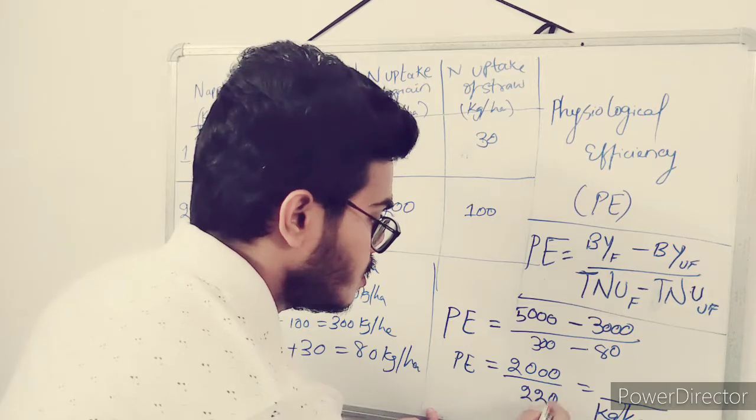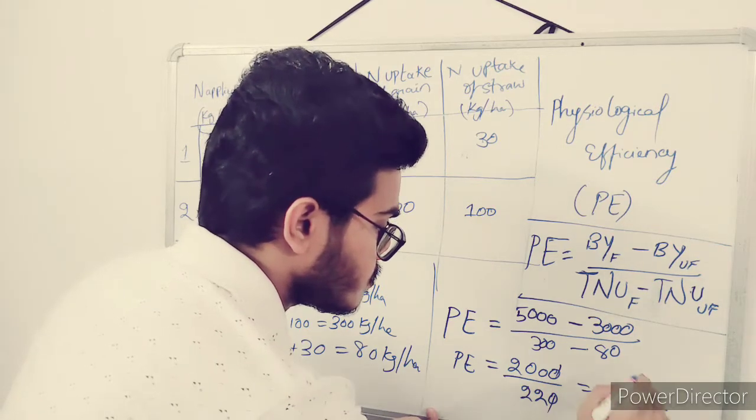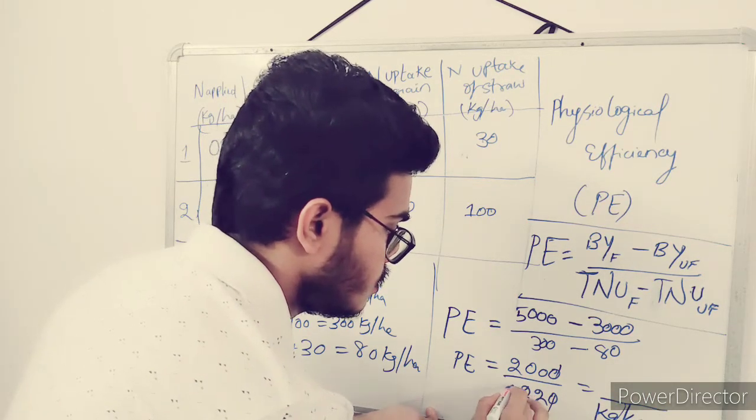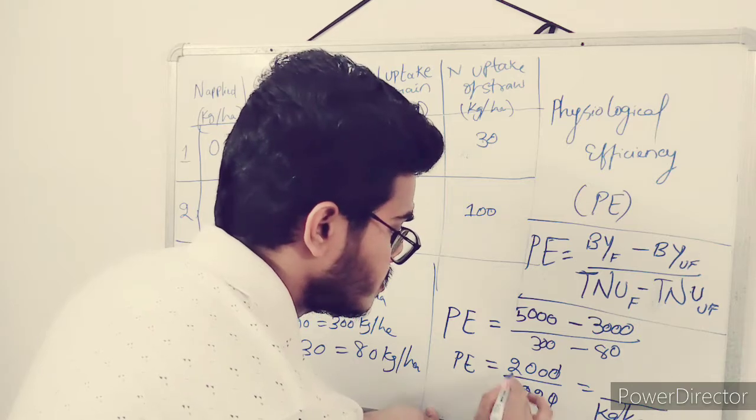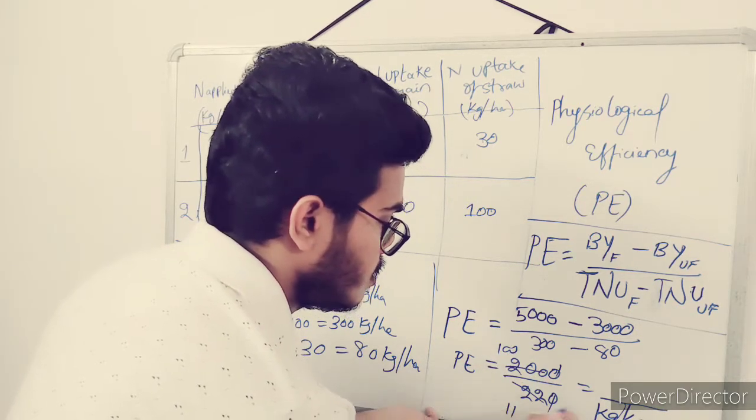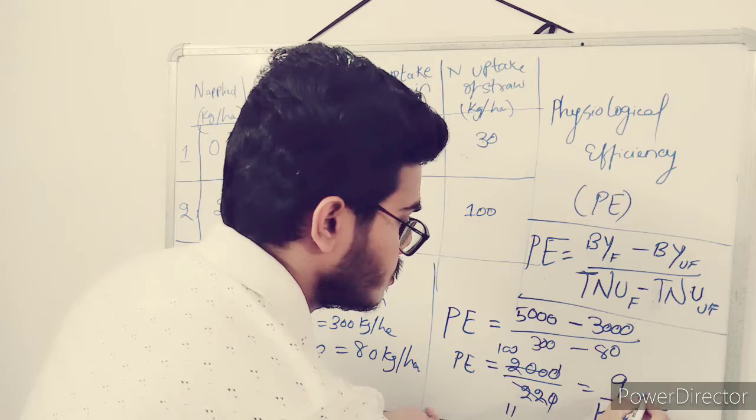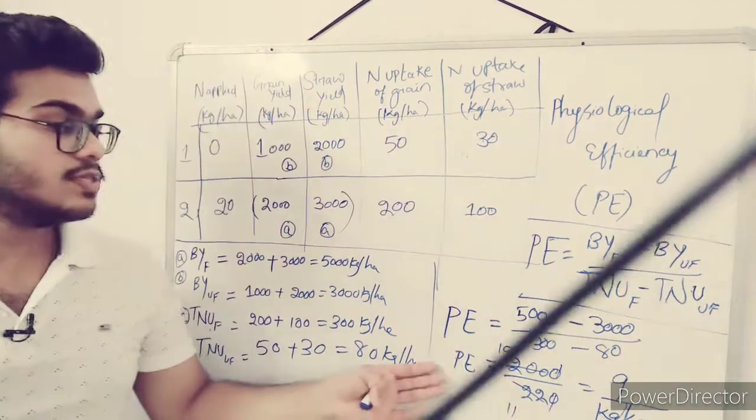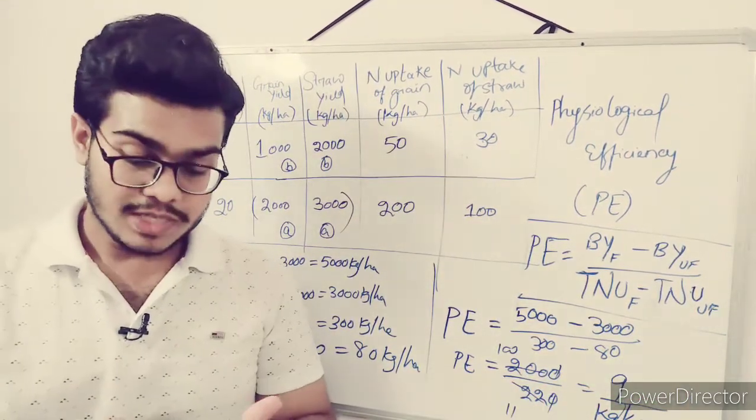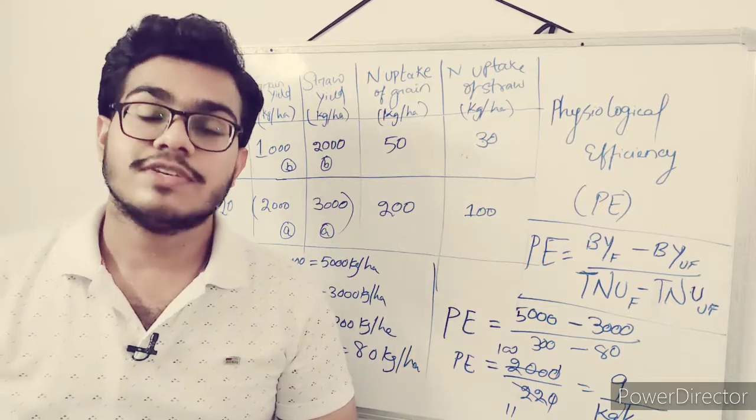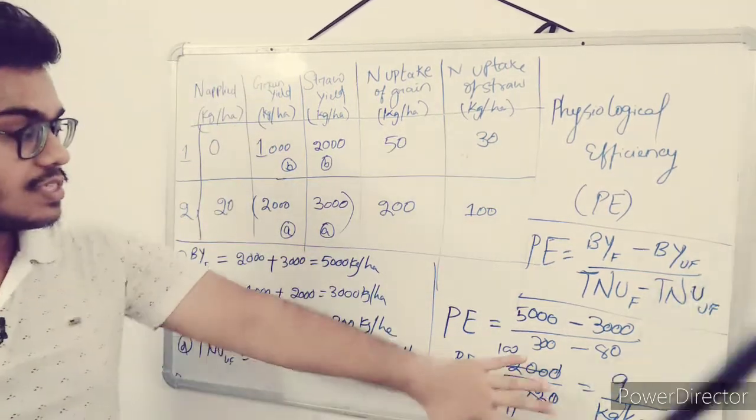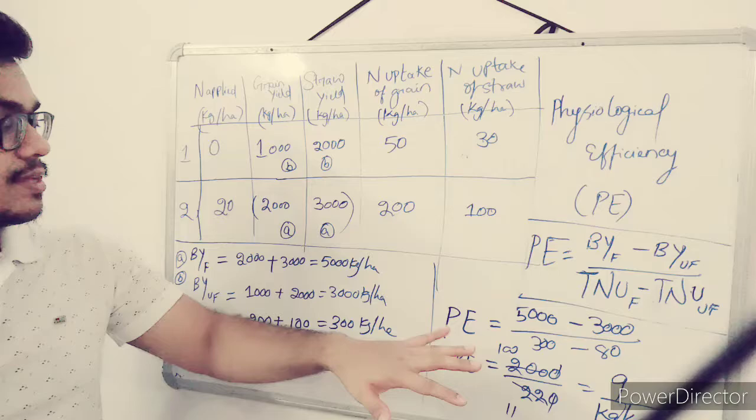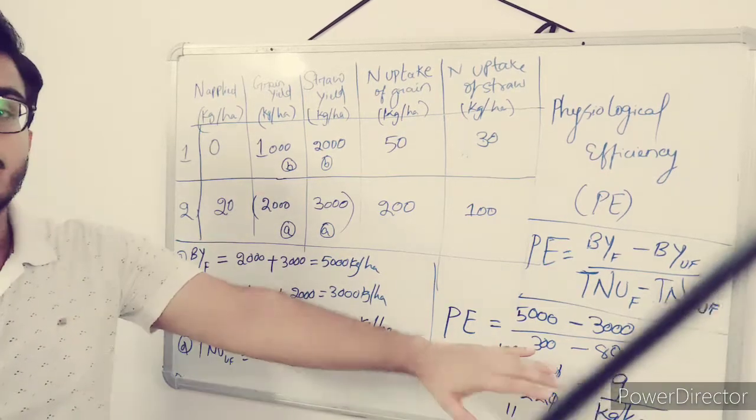If we solve this, we will get nearby 2000 divided by 220, about 9 kg per kg. So our physiological efficiency is 9. The higher the physiological efficiency, the more efficient the crop production has been. So this is the formula by which we can calculate the physiological efficiency of a particular crop.